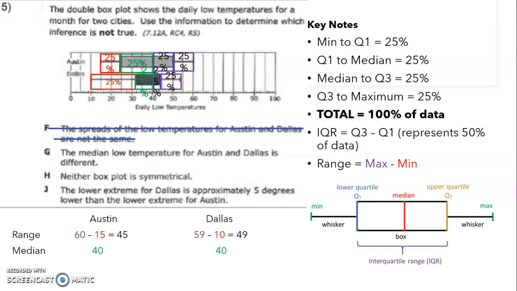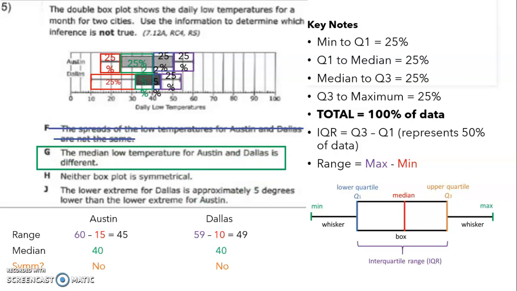Which is Austin. Okay, and then we go to J, which says the lower extreme for Dallas is approximately 5 degrees lower than the lower extreme for Austin. The lower extreme for Dallas is essentially 10. And the lowest extreme for Austin is 15. So that is true. So it can't be J.